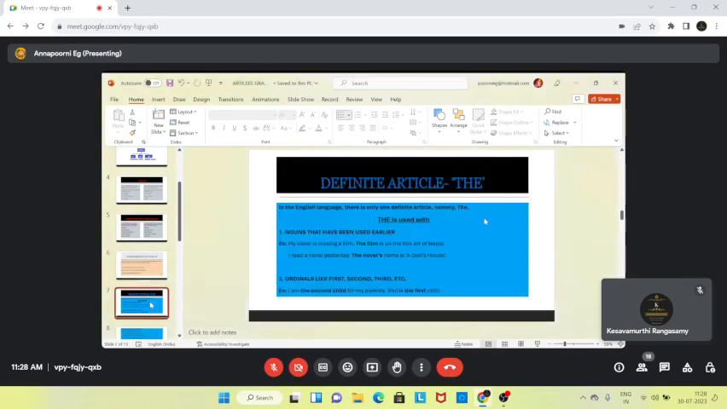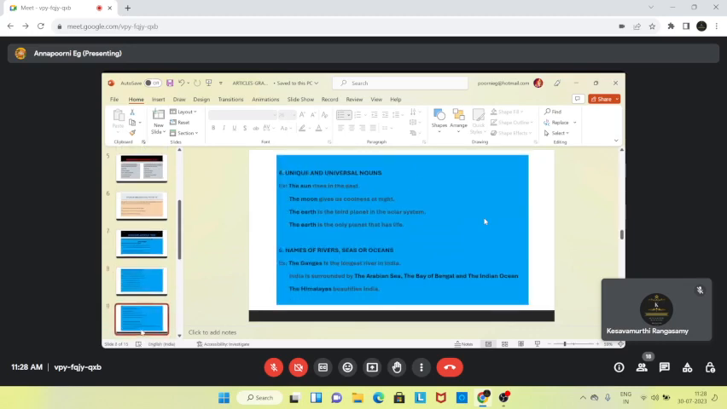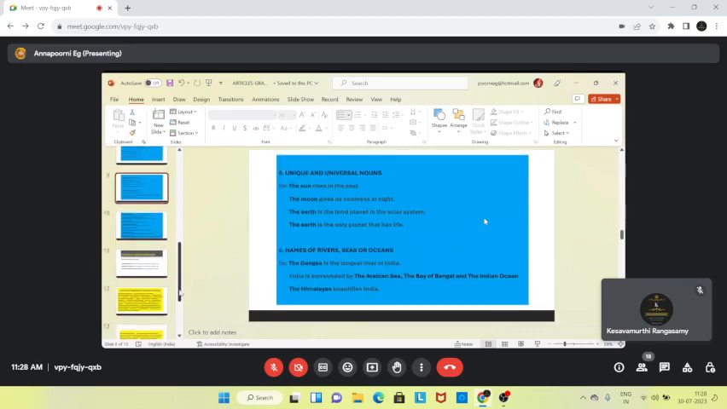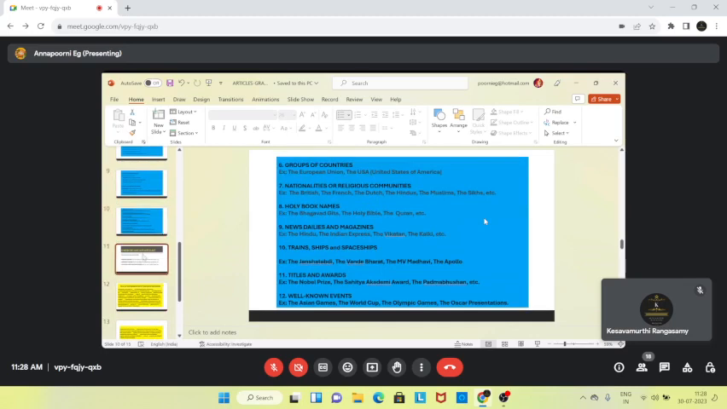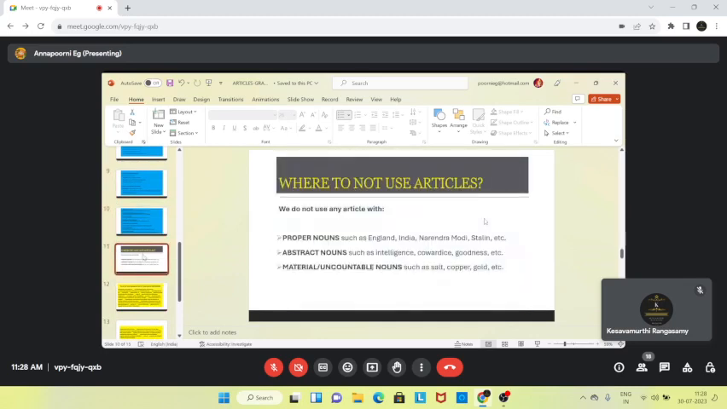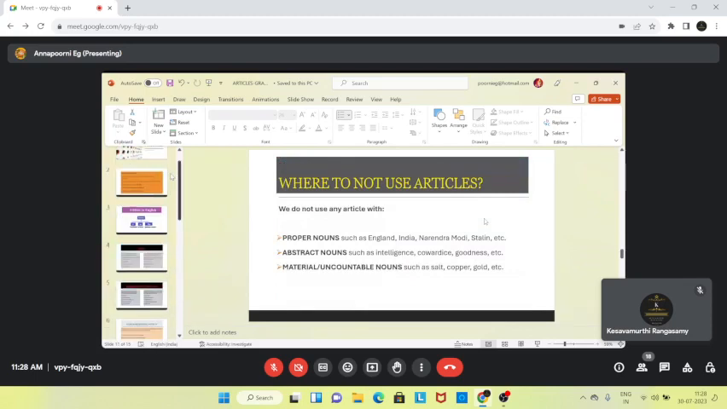In the next class, we will be learning where to use the, and what are the situations in which we use the definite article, then where not to use any article. And we will also do some practice questions.